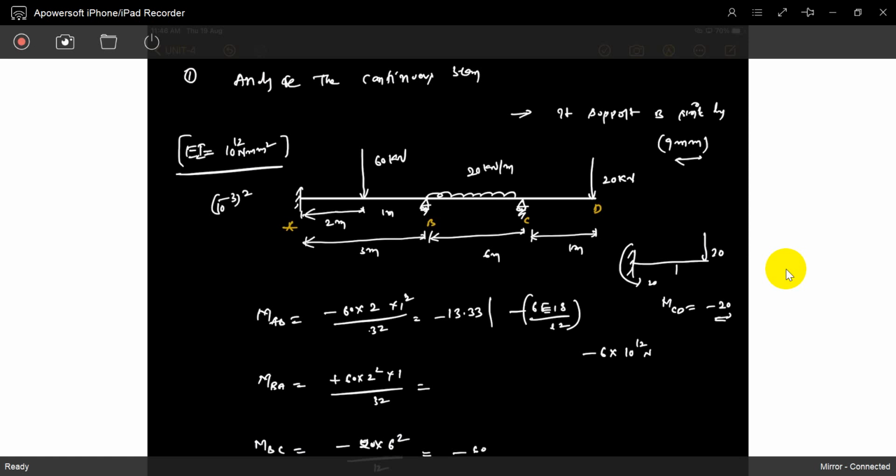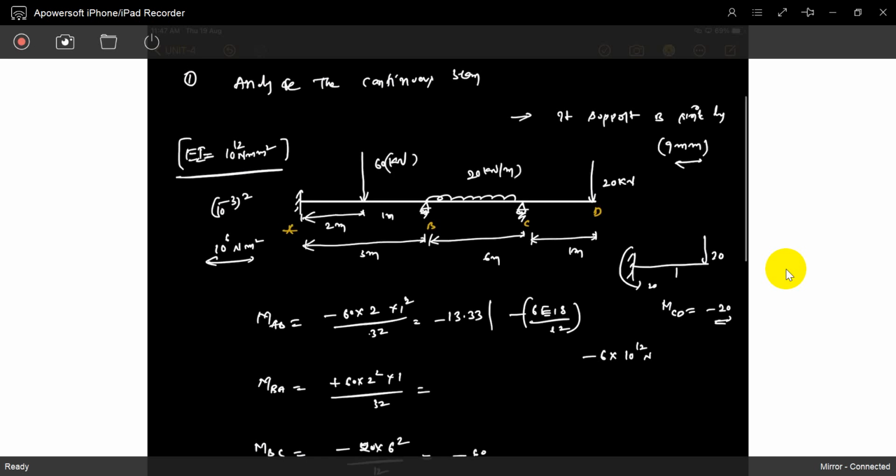Okay, 6 will get out. So 10 power 6 Newton meter square. And also you have to take it as kilonewton meter square, because the moment is expressed in kilonewtons. These are all kilonewtons. If you want to express in kilonewtons, again 3 will come.